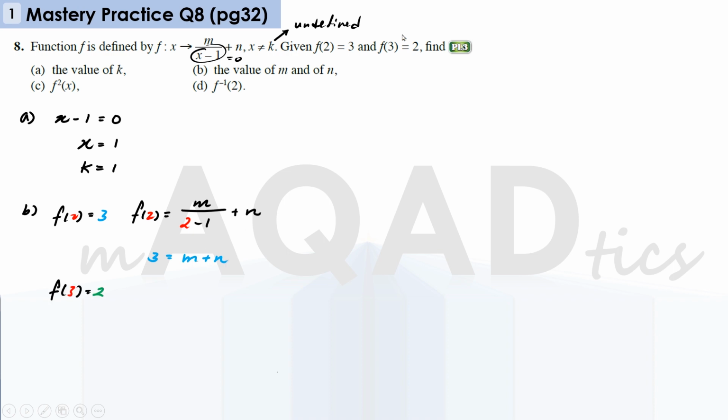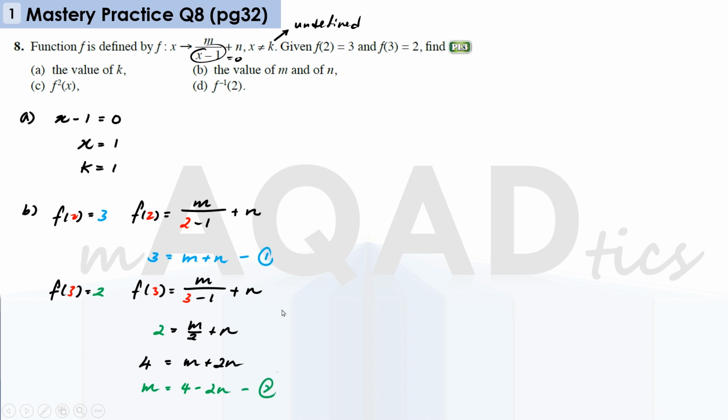Okay, same goes for the second piece of information. x is 3, then the value is 2. So I substitute this 3 into x here, right? As you can see here, then f of 3 I change to 2 because this is the value. This part I simplify, then I rearrange a bit where m is on the left, then this would be my second equation.